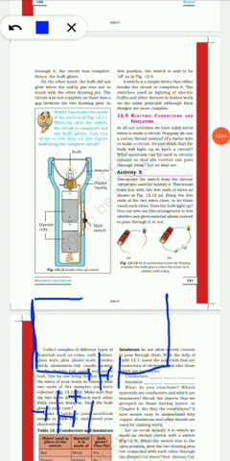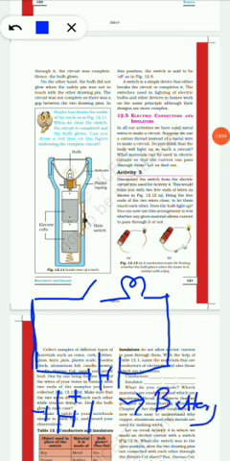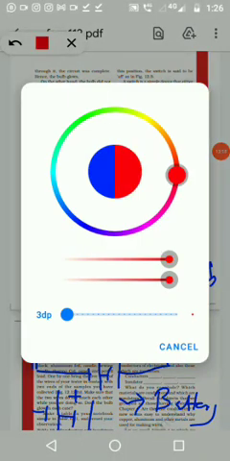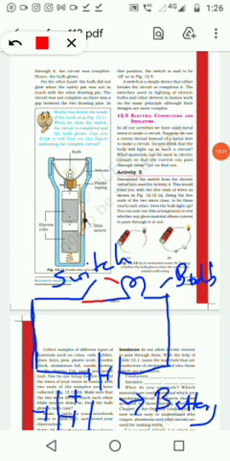Then I will have a switch, and then I will have a bulb. This is a battery, this is a switch, and this is a bulb. If the switch is put on, then there will be a glow in the bulb. And what is this? This is the connecting wire.